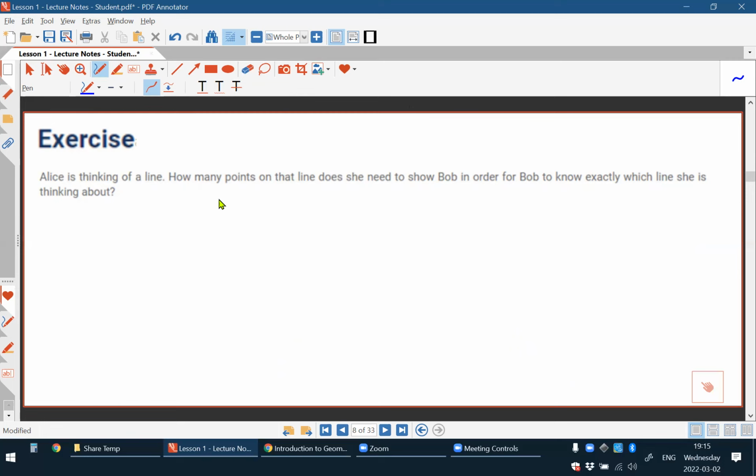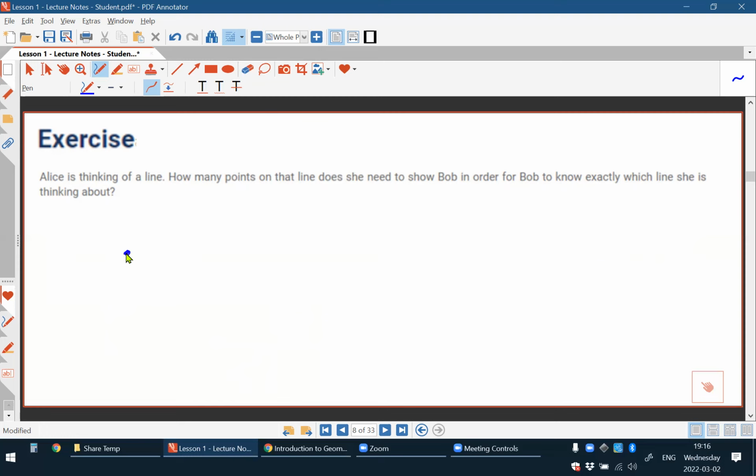Alice is thinking of a line. How many points on that line does she need to show Bob in order for Bob to know exactly which line she is thinking about? Okay, I'll give you 1 minute to think about this exercise. 2 points, right?